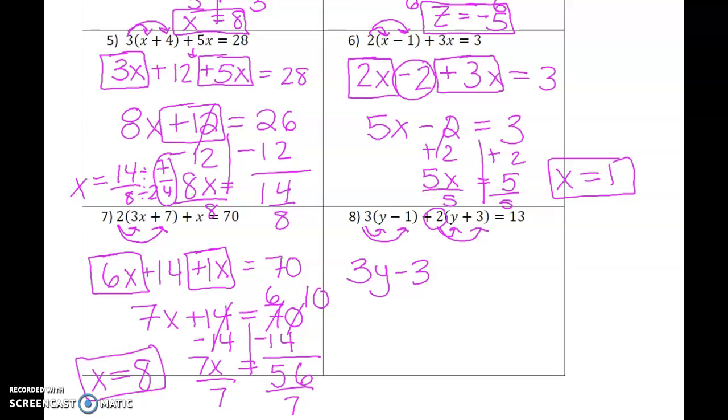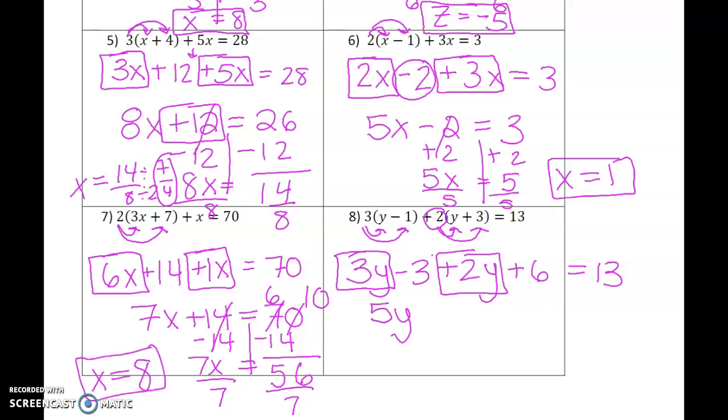Now I got to distribute this 2 to everything inside that second set of parentheses. So 2 times y is 2y. 2 times 3 is plus 6 equals 13. Now I'm going to combine like terms. So first I'm going to combine my y's. So I got 3y's here, 2y's here, for a grand total of 5y's. Now I combine my regular numbers. So I got a negative 3 and a positive 6.